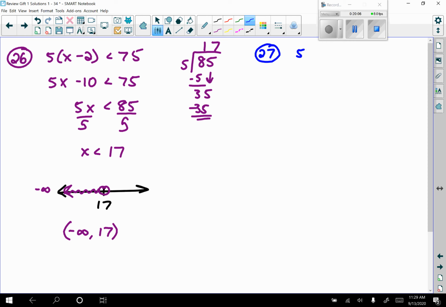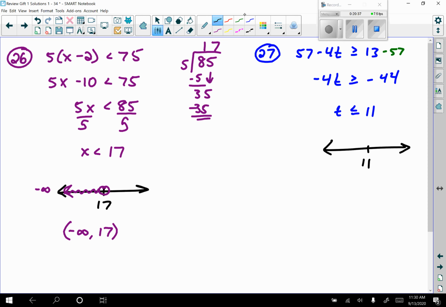27, we have 57 minus 4t greater than or equal to 13. Let's start by subtracting 57. So just to help, I'm going to write minus a 57 here. So we're going to get negative 4t is less than or equal to, and it's really 57 minus 13, but we keep it negative. So we'll get 44 here. Now I'm going to divide by a negative 4, so I have to flip my sign. And dividing negative 44 by negative 4, we're going to get an 11.